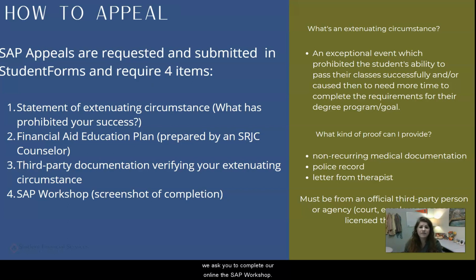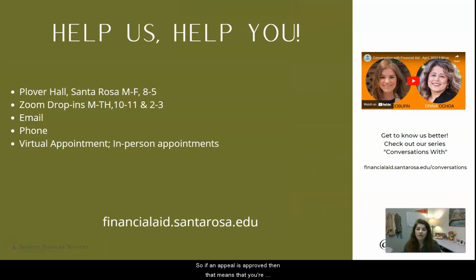And then lastly, we ask you to complete our online SAP workshop, which is just a brief online session, that helps you learn and understand more about this policy so that you're that much more prepared and understanding of this experience and what you're going through and why you have to go through this process. So if an appeal is approved, then that means that your financial aid can be reinstated. And it means that we are here, of course, to support you through that. We want our students to receive their financial aid. We want all students to receive their financial aid.